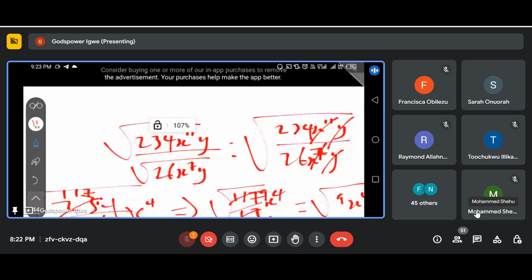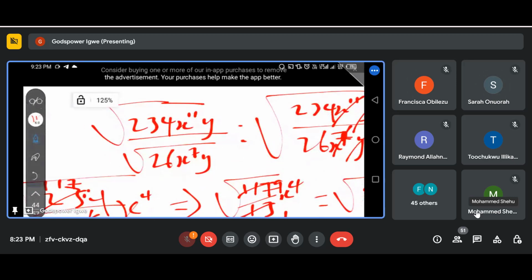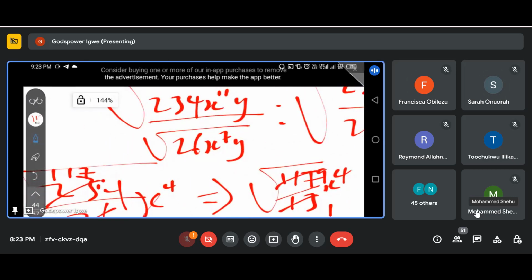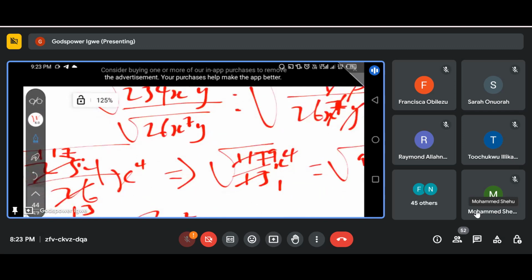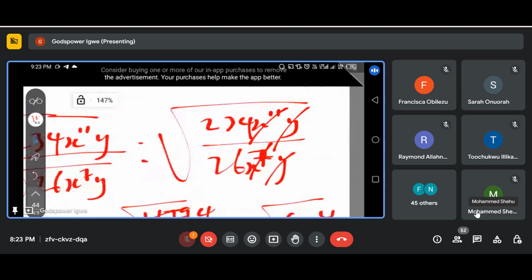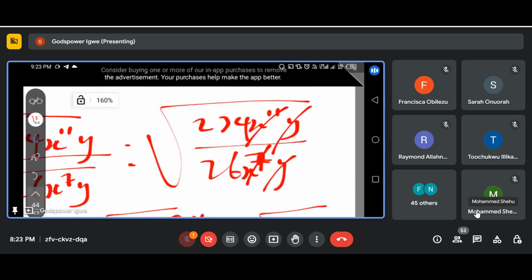Thank you. Take a look at it. You see that x is raised to 11, and this other x at the bottom is raised to 7. So if we are cancelling, the x at the bottom will finish, but the x at the top will still be there. So if you check, this one gives us 1, and the y is just lost in the equation.